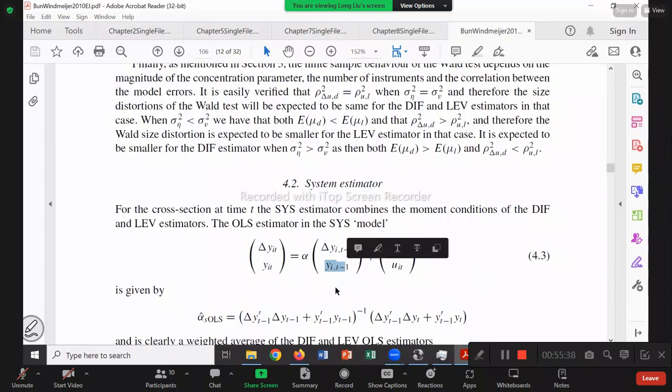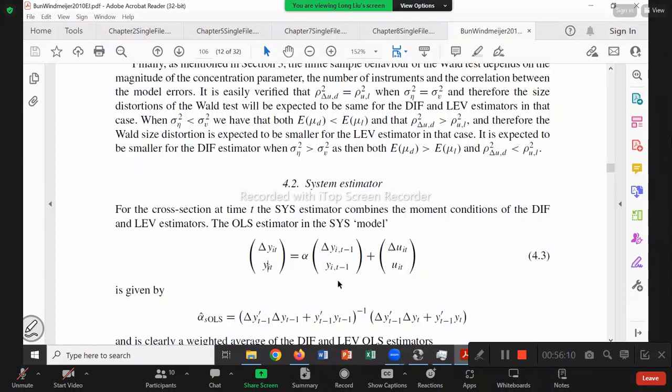By using instruments, now we take differences. Hence, we run the two-stage least squares regression of y on y_{t-1}, using instruments: change in y_{t-2}, change in y_{t-3}, and so on. Then this GMM is called level GMM because our model is in level, right? We start with the original model already in level.